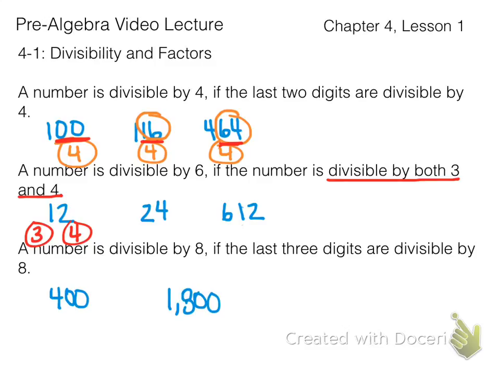Okay, and then for this one, you just need to know the facts, though. 2 plus 4 is 6. Is 6 divisible by 3? Why, yes it is. That means 24 is divisible by 3. And you just need to know that 4 times 6 is 24. So 24 is also divisible by 4.